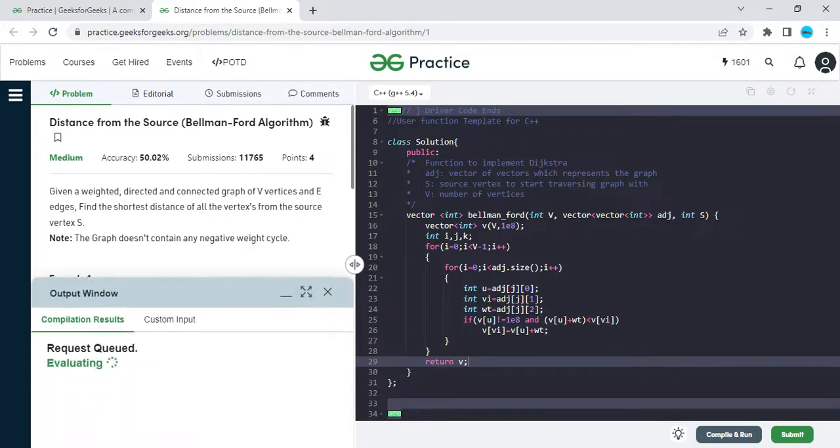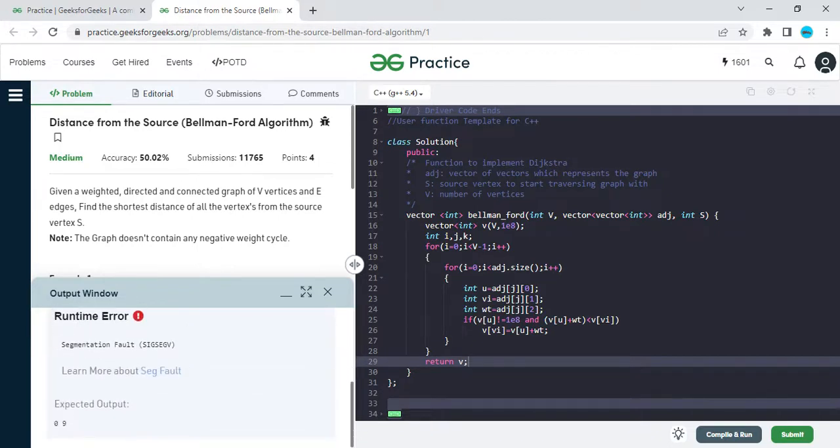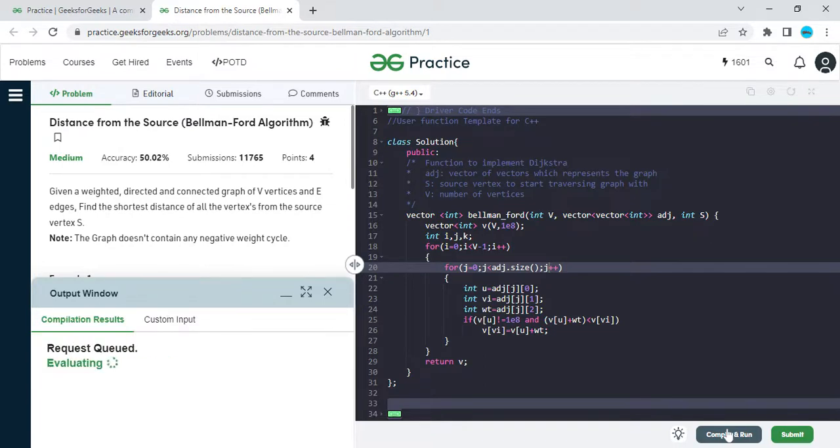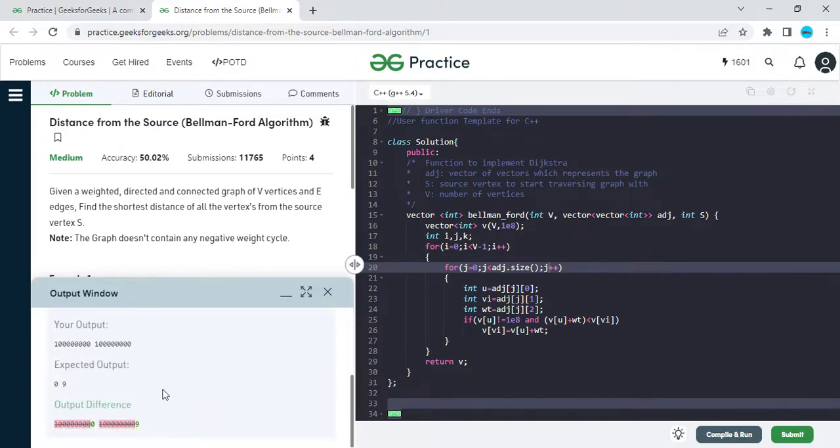Okay, so let's run it. Oh, here I have gotten a segmentation fault. So this will be j. Okay, sorry for the mistake. It will be j plus plus. Again, I am running. Oh, actually, I think there is some mistake again. V of u plus wt is less than V of vi, then V of vi is equal to V of u plus wt. Okay, so return V.